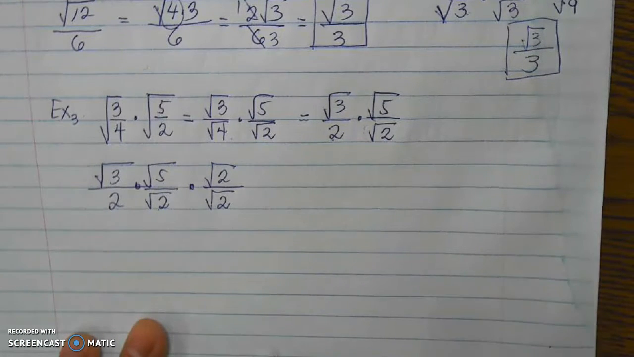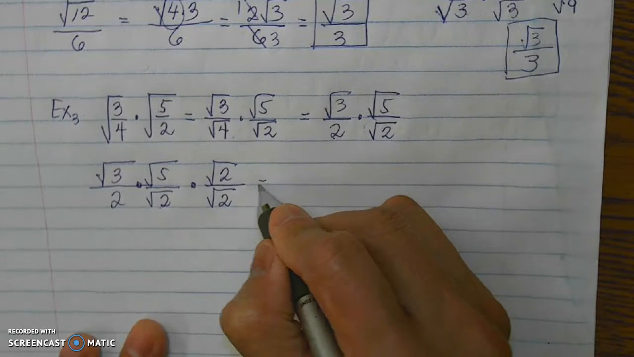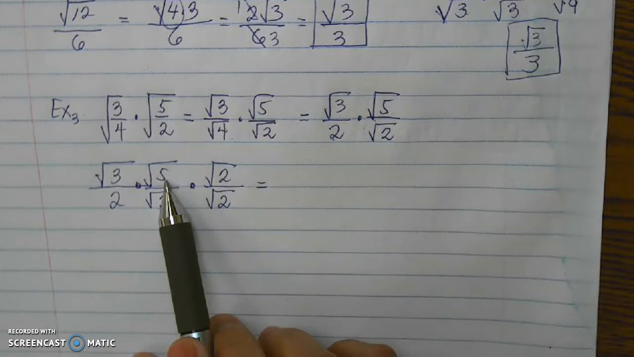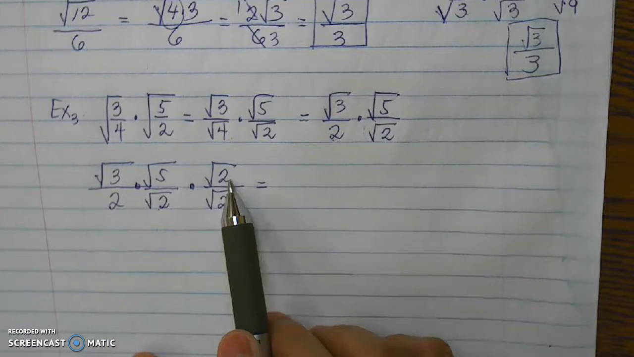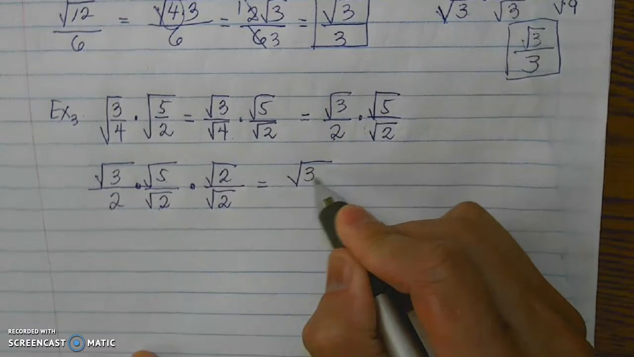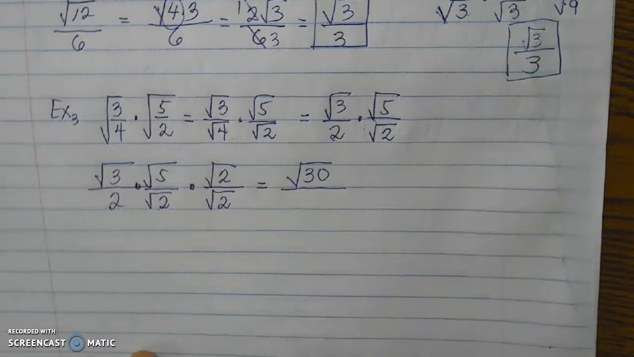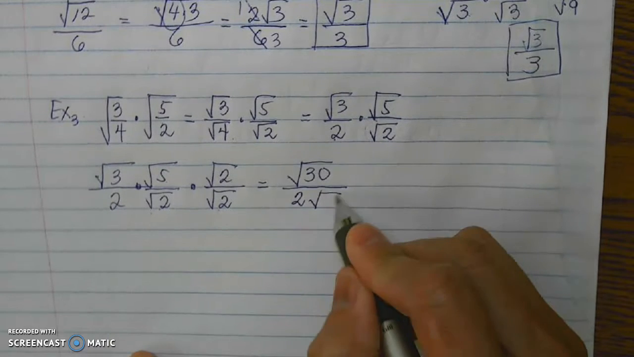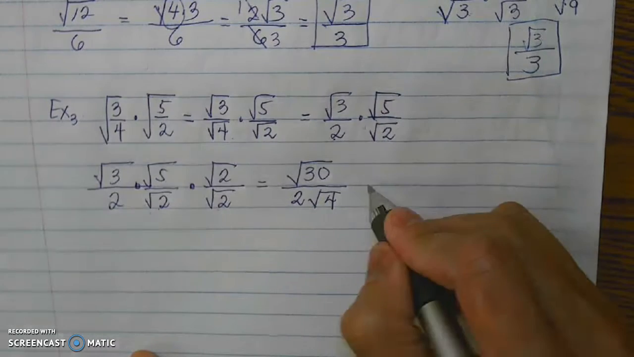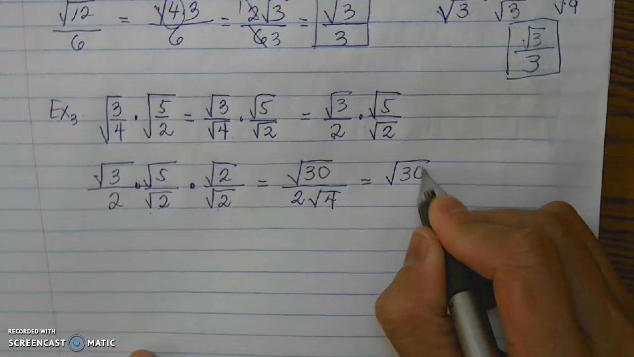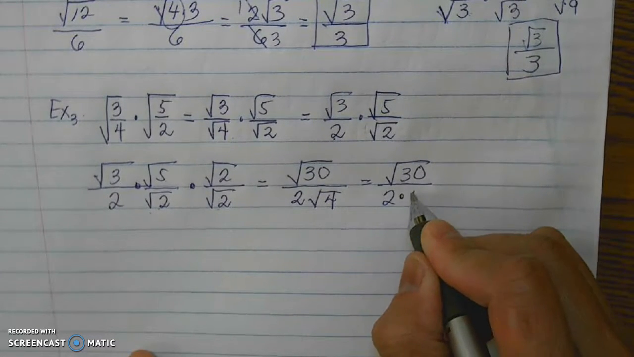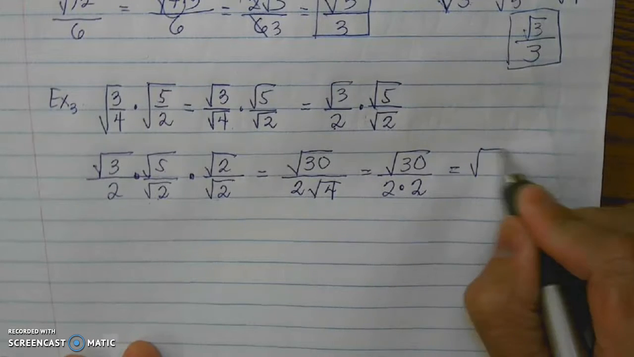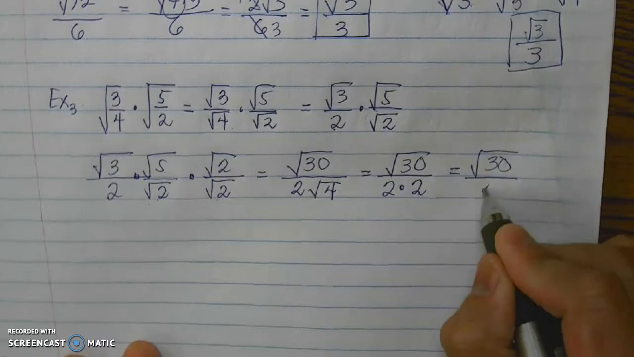And now this is going to become, I can now combine them all. I can have square root of 3 times square root of 5 is square root of 15 times square root of 2 is square root of 30 all over. I will copy the 2 here. And this becomes square root of 4. So therefore, I will have square root of 30 over 2 times 2. Where did I get the 2 from? From the square root of 4. Therefore, my final answer is square root of 30 over 4.